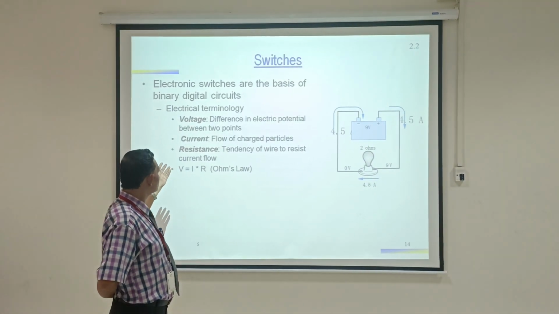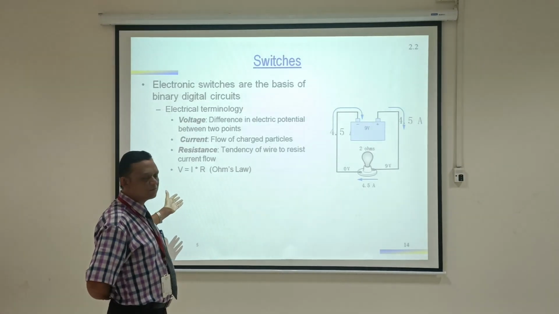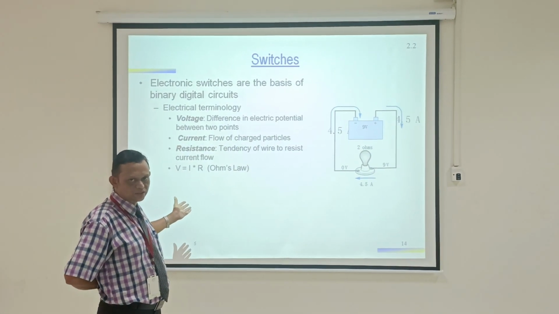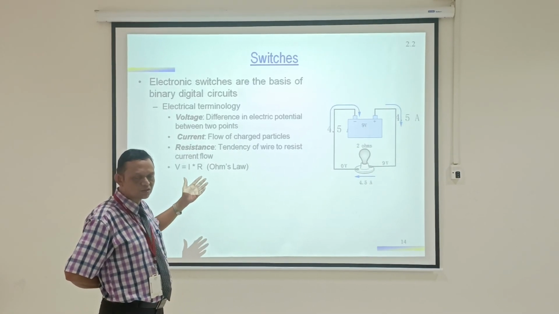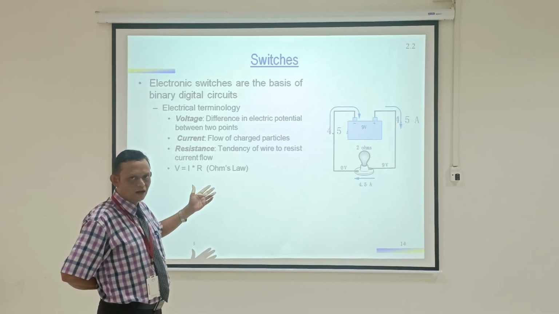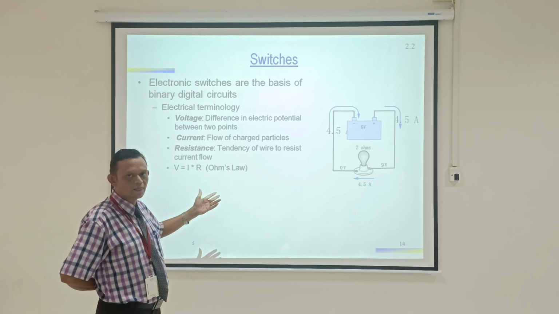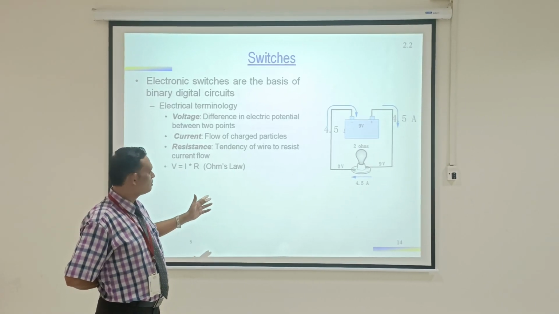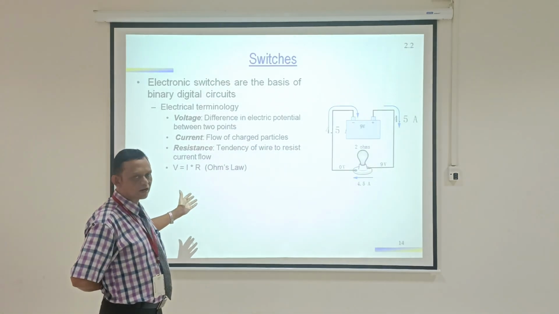As you know, it is based on electrical terminology. The fundamental electrical law is Ohm's law, V is equal to IR. It is the derived equation. Actually, the statement of Ohm's law says that V is proportional to I, or I is proportional to V, at constant temperature, the surrounding temperature of the circuit. But V is equal to IR is the derived equation.